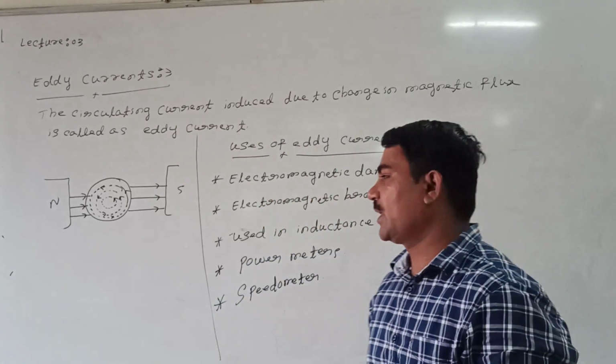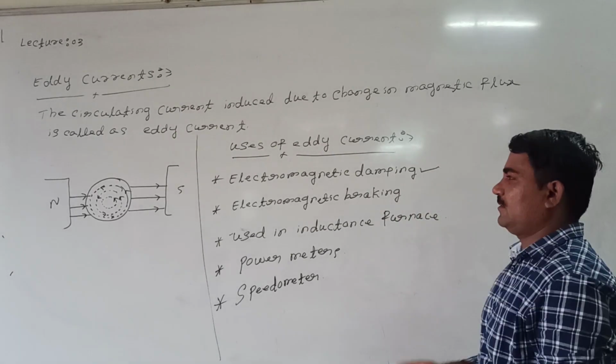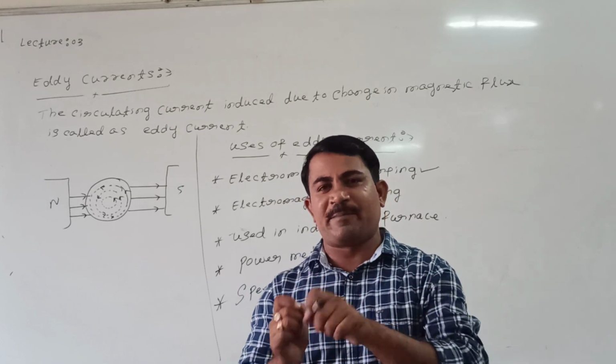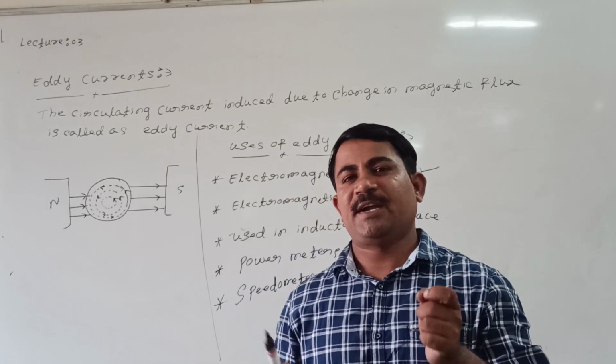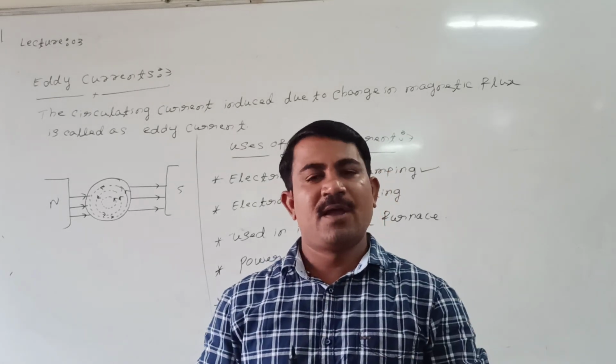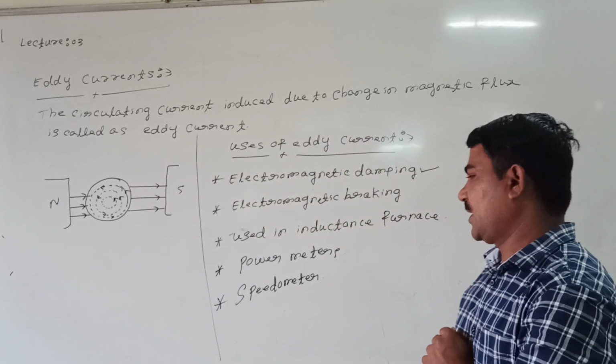Look here. Initially, I will take electromagnetic damping. Electromagnetic damping stops the vibrating system. That we call electromagnetic damping. How can a vibrating system be stopped? That we will see.